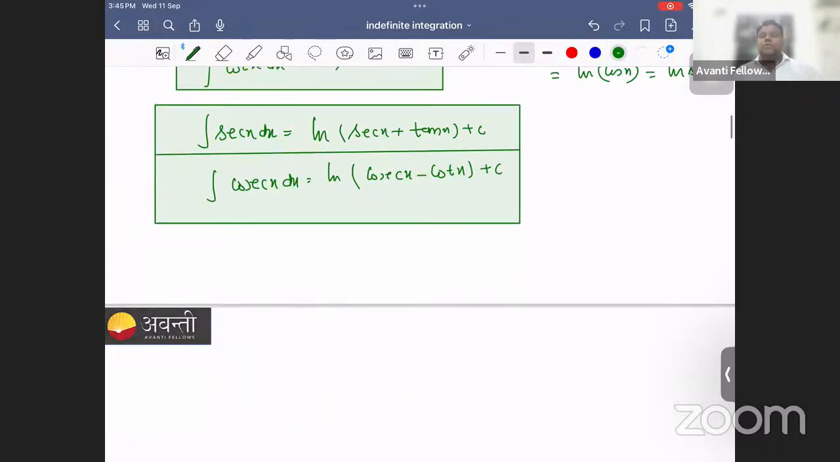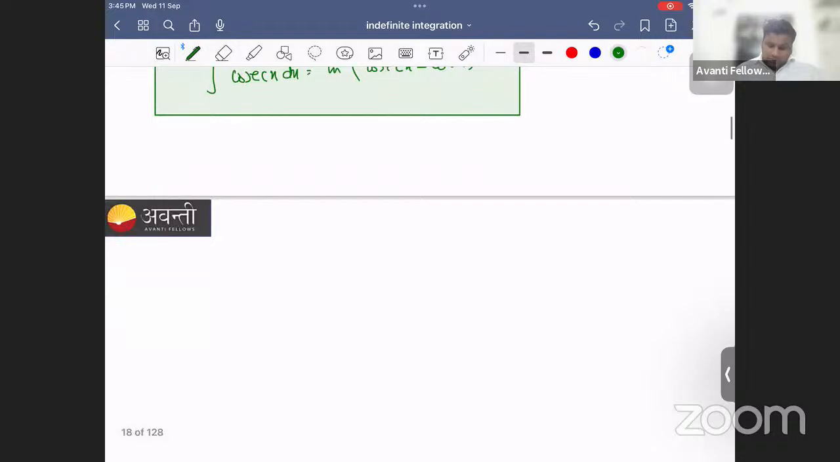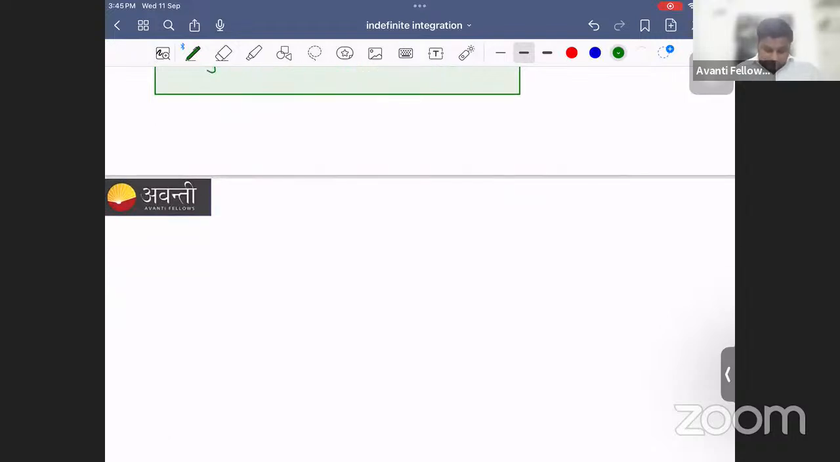So these are a few more small, simple formulas that I expect you guys to remember. Now, write down a question. Integration of tan(ln x) by x dx.